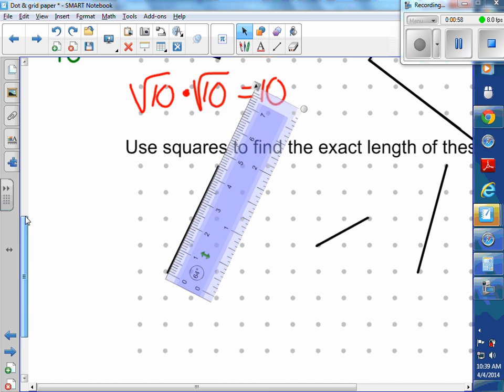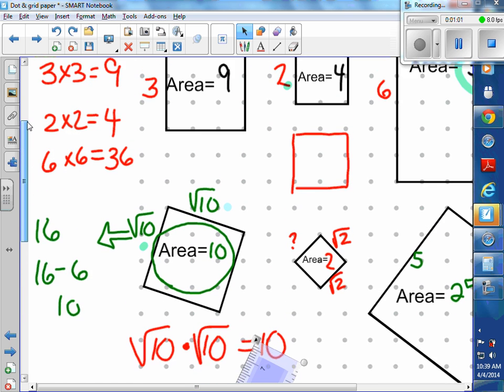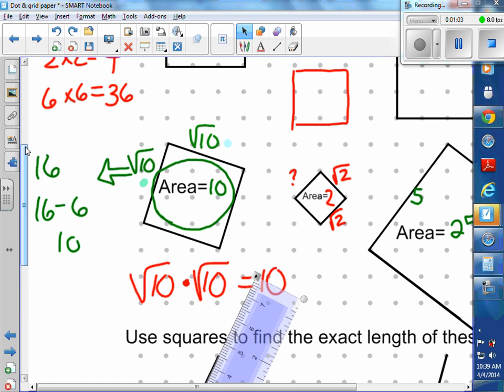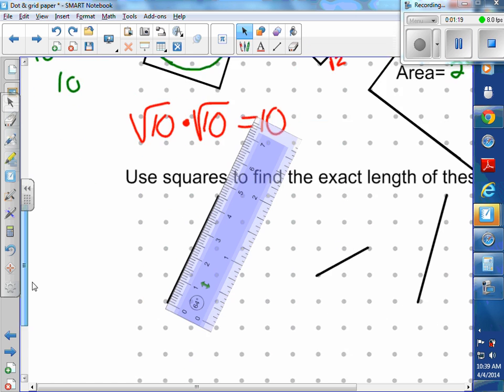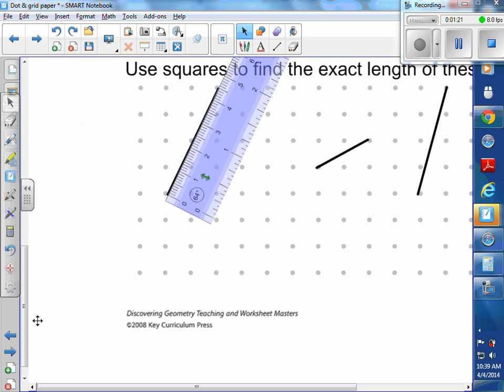Okay, so yesterday we built squares. We were given squares up here, right? And once we knew the area of a square, we could find the length of the side. And then we learned how to estimate. So we're going to go through that today, but we only have a segment, so we have to build a square.